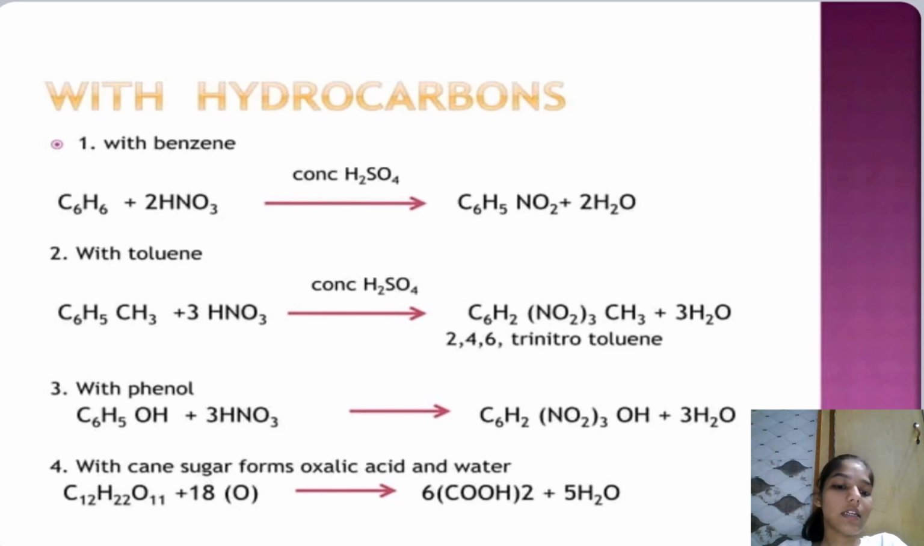Next, that is third, is with phenol. When phenol reacts with nitric acid, we get C6H2(NO2)3OH plus water, that is 2,4,6-trinitrophenol plus water. Fourth, with cane sugar it forms oxalic acid and water.